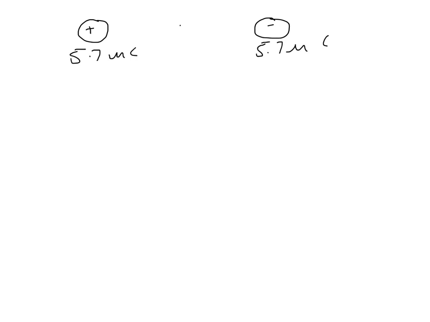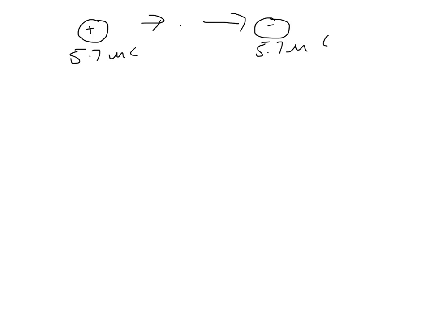So we want to figure out the direction each electric field is going, and then whether we're going to add them or subtract them. So the electric field is going to be pointing away from the positive charge, and toward the negative charge. So they're going to be going both in the same direction, so we're going to find the electric field for one of them and then add them together.